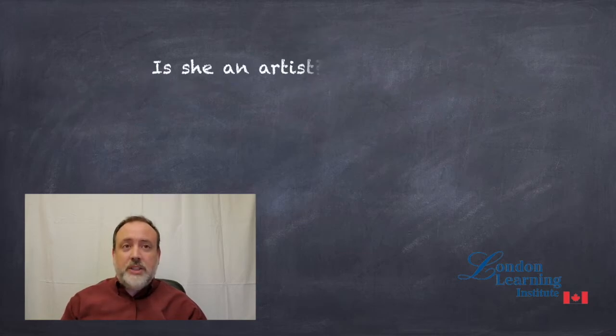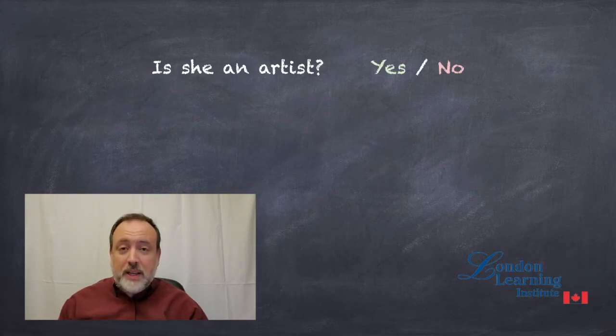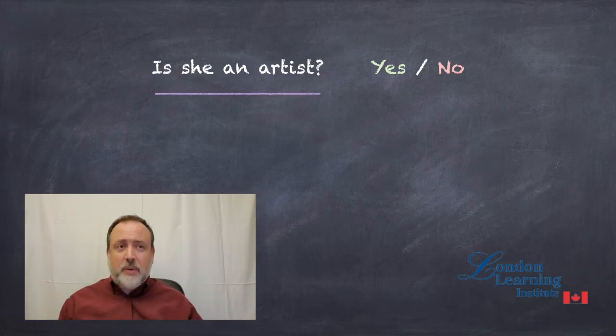So in this question, is she an artist? There's another important thing that we need to talk about. We know the answer is going to be yes or no. But when we're speaking, we can give a clue to the people we're talking to. It has to do with the intonation in our voice. So we have to be careful here. When we say, is she an artist? This is a yes-no question.